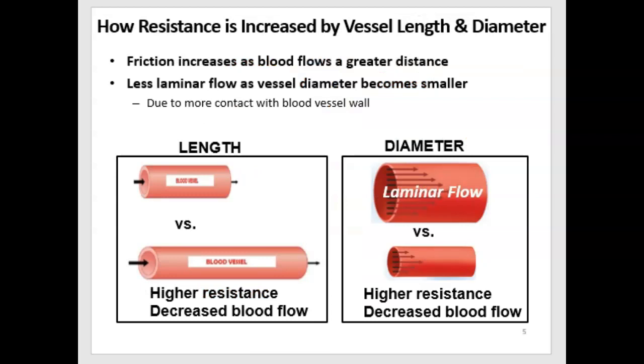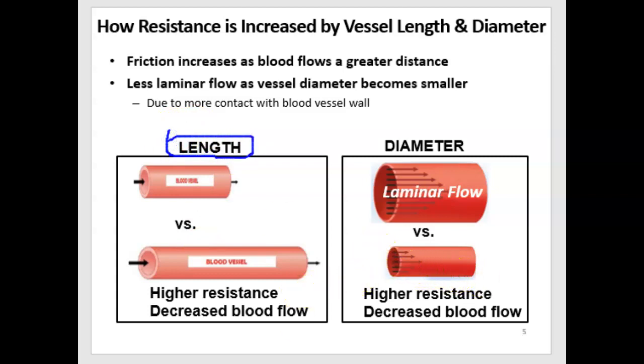Okay, now let's consider resistance. Think of resistance as friction which impedes blood flow. Two features contribute to resistance or friction that are the most relevant: the vessel length, and the diameter of the blood vessel. First, let's consider length.